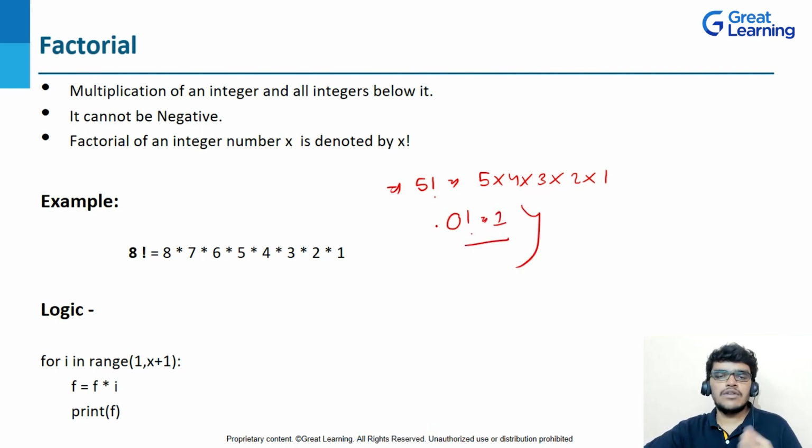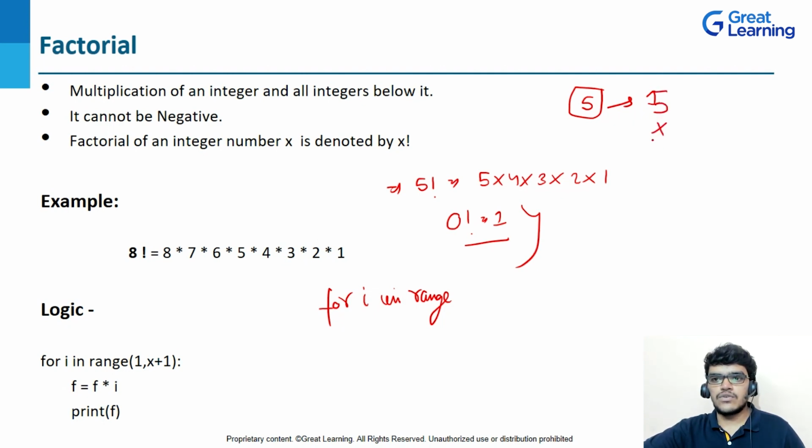Now after understanding what factorial is, let's understand the logic of factorial. As we know that factorial is a multiplication of the number itself and all integers below it, let me develop a logic. What I will do here is first create my for loop. Let's suppose I want to calculate the factorial of 5, right? So I want it to be multiplied as 5 into 4 into 3 into 2 into 1. So here I will write for i in range 1 comma x plus 1. Let's suppose here my x is equal to 5, right?